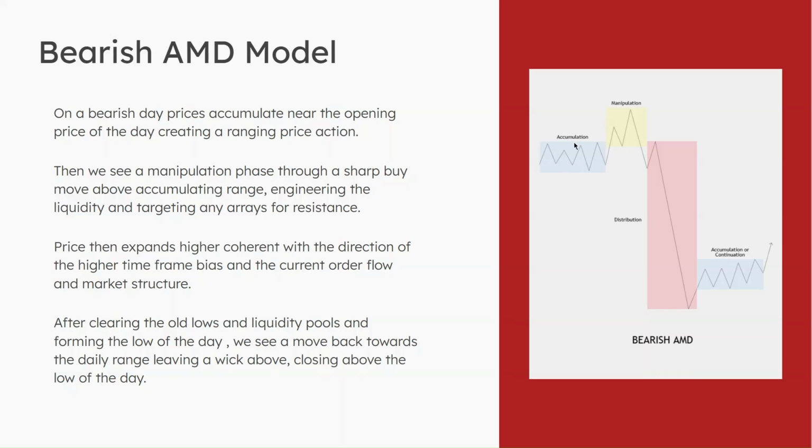So here we see some accumulation, some ranging price action near the price opening of the day, and then we see manipulation right into any bearish array on the higher time frame or the intermediate time frame idea, still keeping the draw on liquidity intact towards the lows. And then we see price decreasing in a way that is consistent with the higher time frame bias, the present order flow, and the market structure. This particular leg is called the bearish distribution leg.